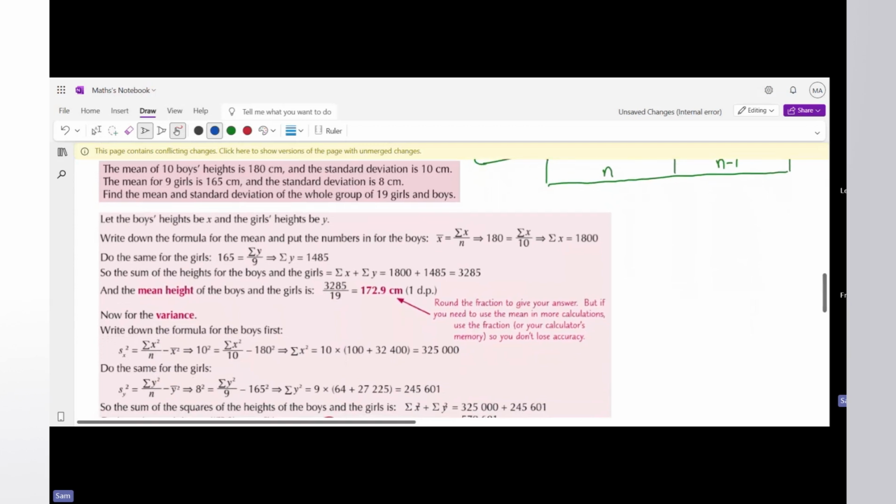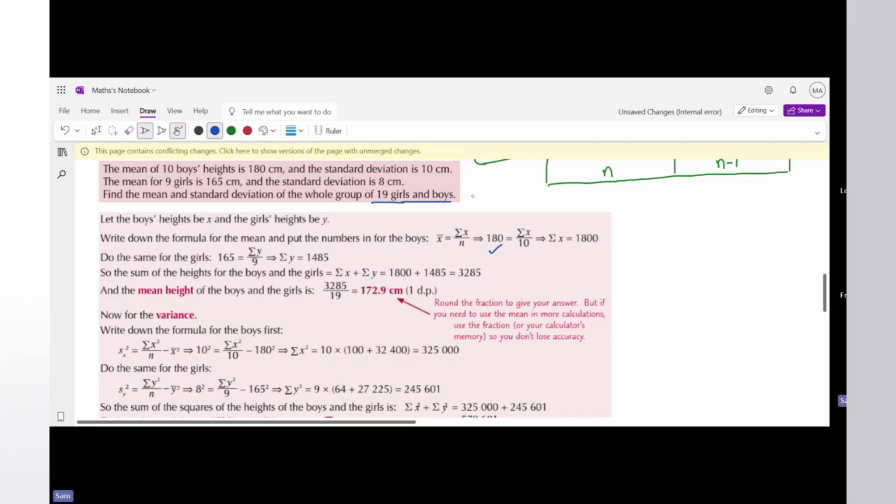The mean of 10 boys' heights is 180 centimeters and the standard deviation is 10 centimeters. So a good idea is to write what is given to you in the notations. So they have done that. Mean is 180. Then the mean of 9 girls is 165 centimeters and the standard deviation is 8 centimeters. Question is find the mean and standard deviation of the whole group of 19 girls and boys.